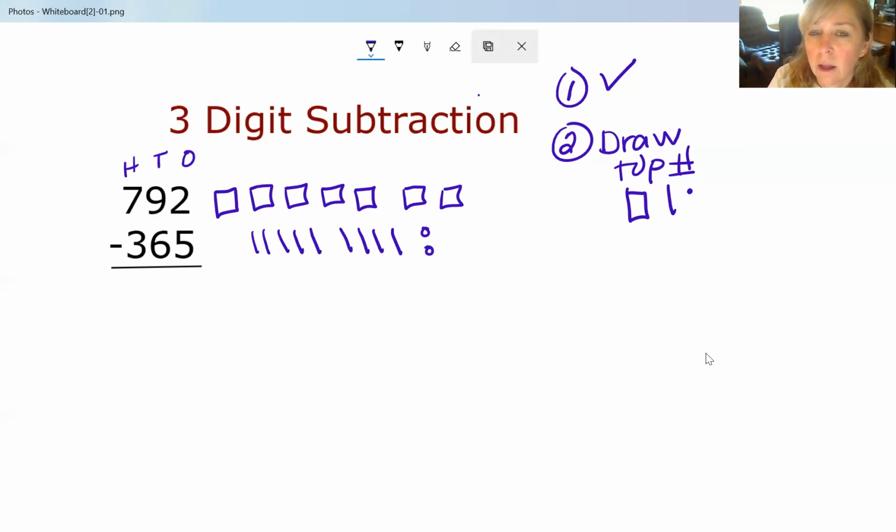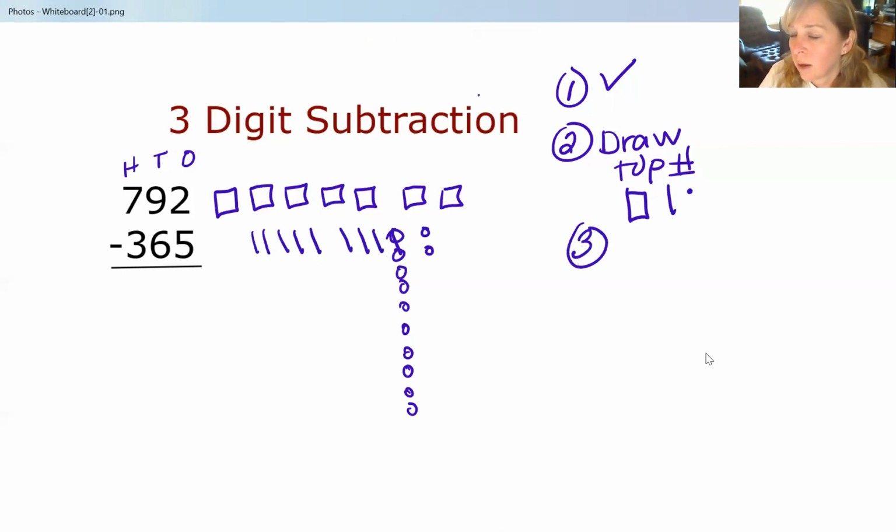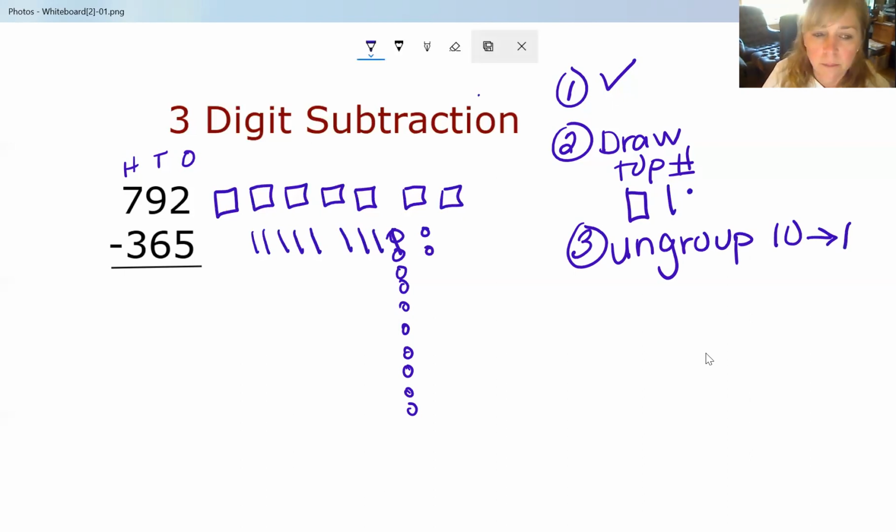So the same thing from when we were subtracting the tens and the ones, we can find a 10 stick and ungroup it to get us some more ones. So 1, 2, 3, 4, 5, 6, 7, 8, 9, 10. And right on top of that 10 stick, I ungrouped that 10 stick and I traded it in for ones. Okay, so step 3 is you're going to ungroup a 10 stick to get some ones.